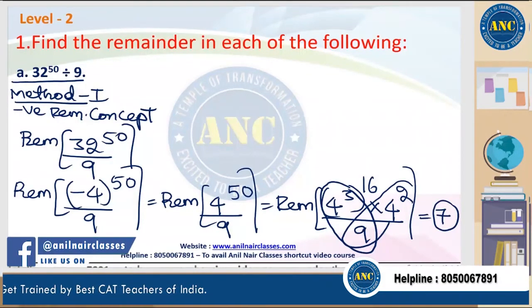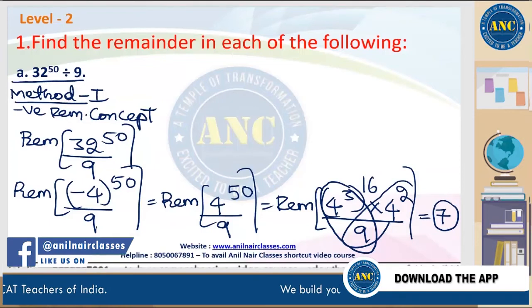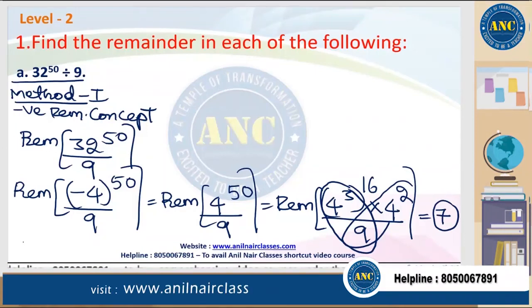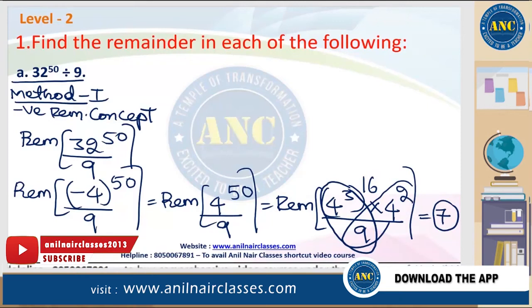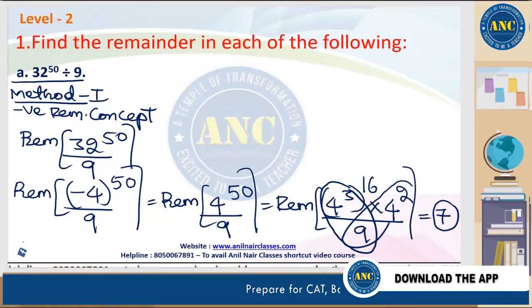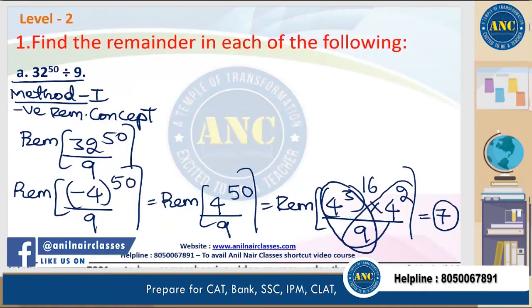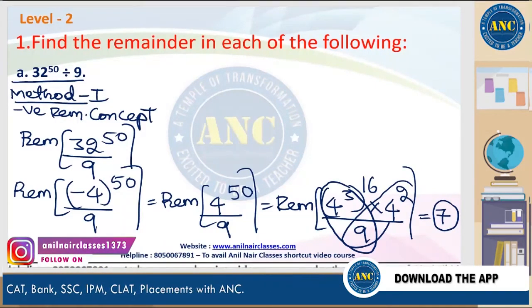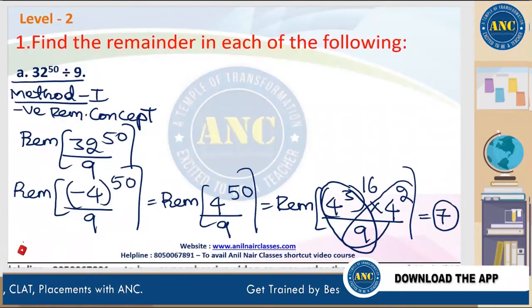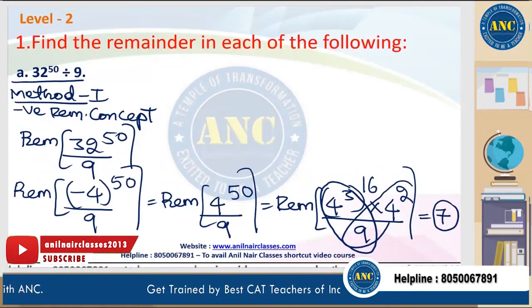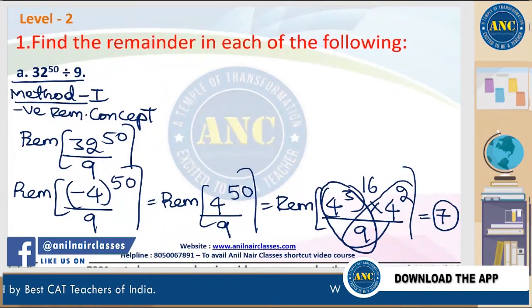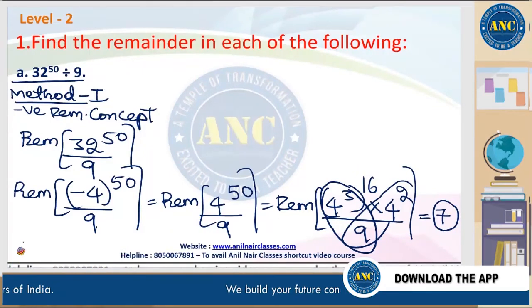This method we discussed yesterday in the class. I am just repeating it in case students want a revision. Right? I am more interested in method 3. 32 power 50 divided by 9. 9 4s are 36. Minus 4 power 50. Minus power even is plus. 4 power 50 divided by 9. Which power of 4 when divided by 9 will I get plus 1 or minus 1? 4 cube is 64. 64 divided by 9, 9 sevens are 63. Remainder is 1. This is method 1.